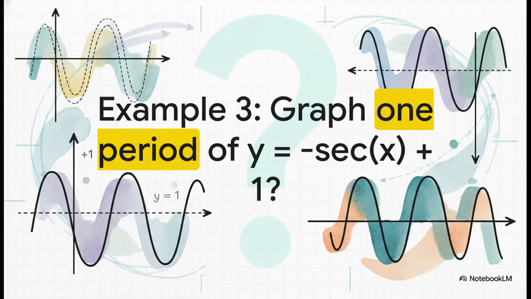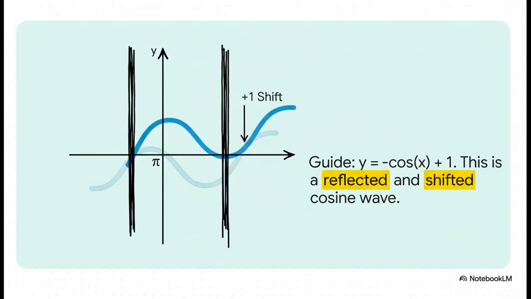All right, ready for a challenge? Let's tackle an advanced one. y equals negative secant of x plus 1. This one's got a flip and a shift, which is where things can get a little tricky. So, first things first, we ghost our guide, y equals negative cosine of x plus 1. So that's just a normal cosine wave that's been flipped upside down and then moved up 1 unit.